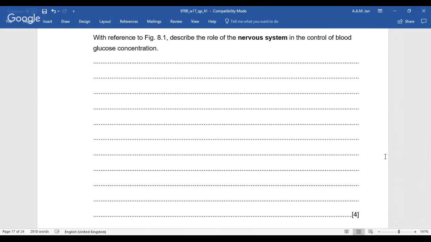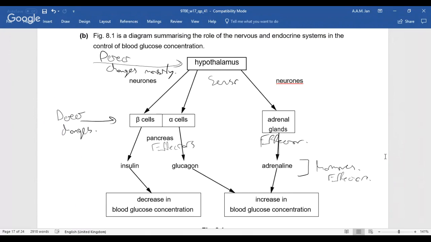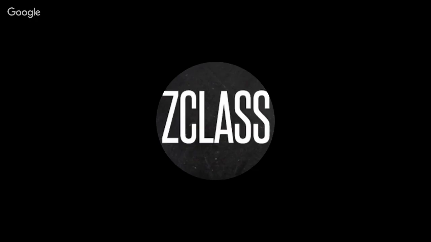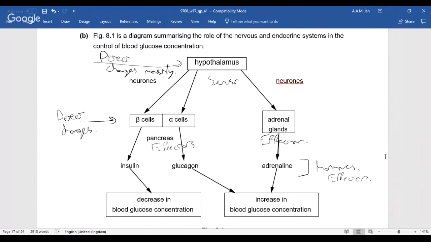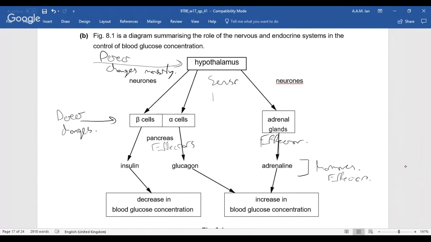Okay, good. So you talked about beta cells and alpha cells. What's the other effector in the diagram above? The adrenal glands. Yeah, good. And when are the adrenal glands stimulated, in what situation does the hypothalamus stimulate the adrenal glands? Is it when the blood glucose concentration is really high? No. So it's when the blood glucose concentration is really low. Because remember, adrenaline, which is the effector hormone. Okay. So here we've got low blood glucose.